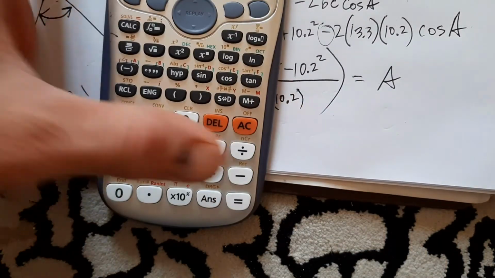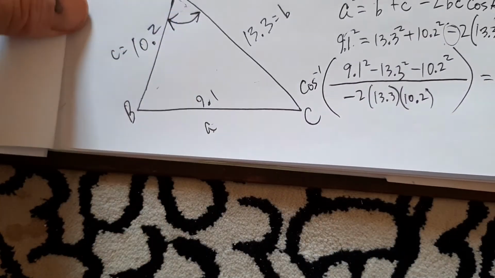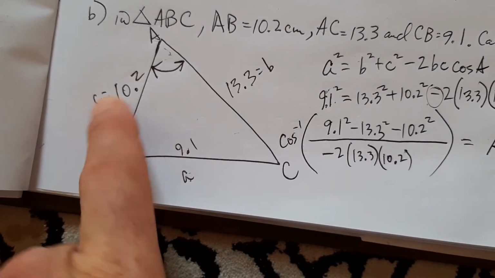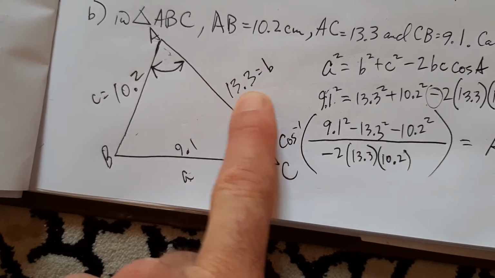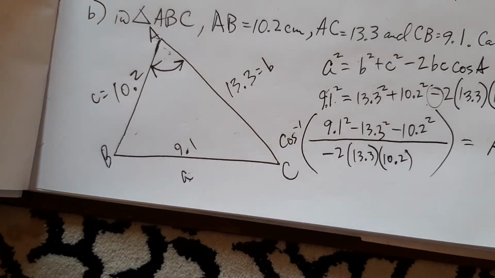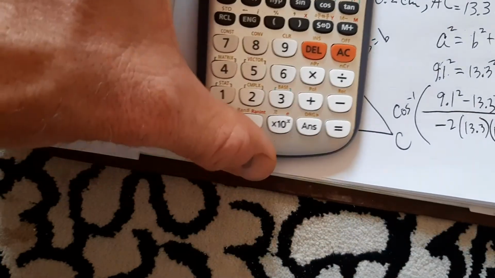And what am I going to get here? Angle A, boy, I have no idea what that's going to be. It's going to be smaller than the other two angles. It's going to be less than 60, wouldn't you think? I don't know. That's just kind of a guess.